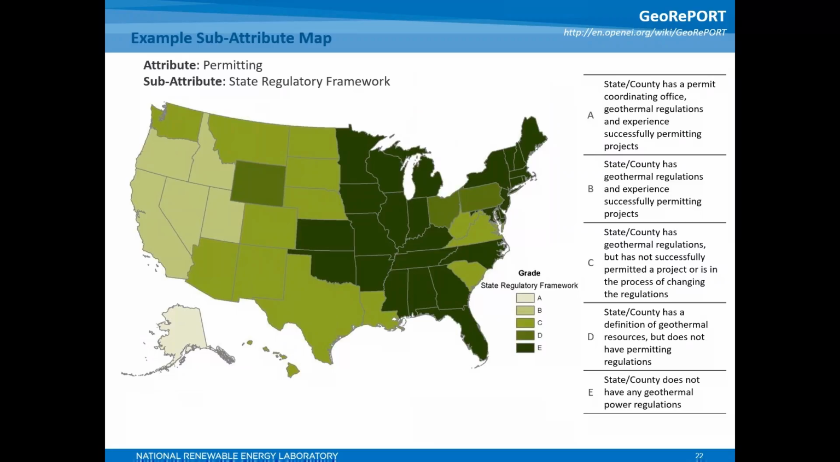This map shows the relative ease or difficulty in obtaining state-level permits, with the descriptive grade definitions shown to the right. In Western states, it is easier to obtain permits for geothermal development projects, grade B, than in the East, because geothermal regulations exist and the state agencies have experienced permitting geothermal projects. Alaska is the only state to receive a grade A because, in addition to regulations and experience, the state has an effective coordinating permit office that helps to facilitate permitting across state and federal agencies, which was found to significantly reduce permitting time.